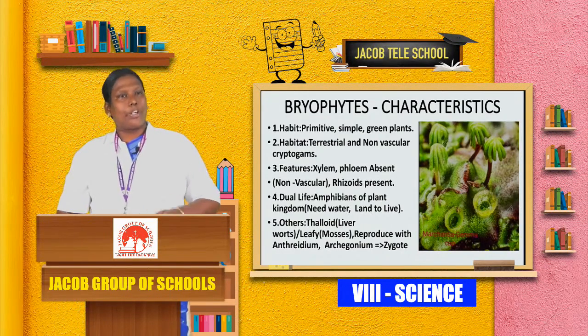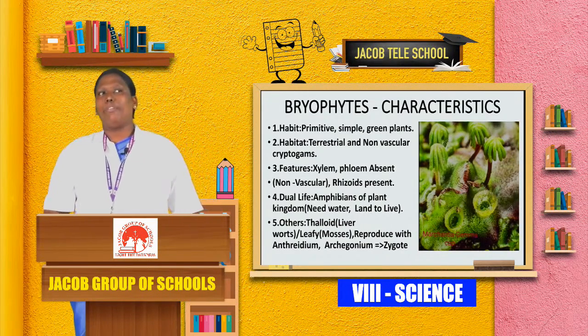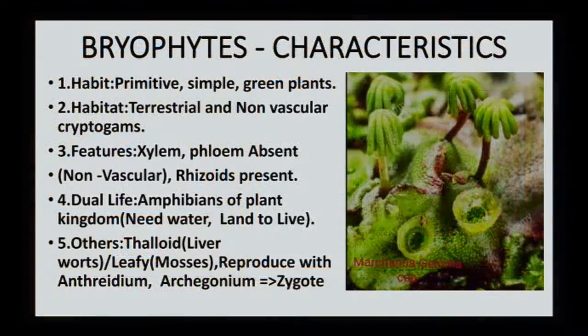Okay, next, what are the important features? Already we discussed that xylem and phloem are absent, vascular tissues are absent, and so they are called non-vascular plants. Then what are rhizoids? Small root-like structures. There is a difference between rhizoid and root. Root is the advanced part that helps in absorption of water and fixation of the plant. But in lower plants there are root-like structures that do the function of the root but are not real roots. These are called rhizoids. Rhizo means root-like.